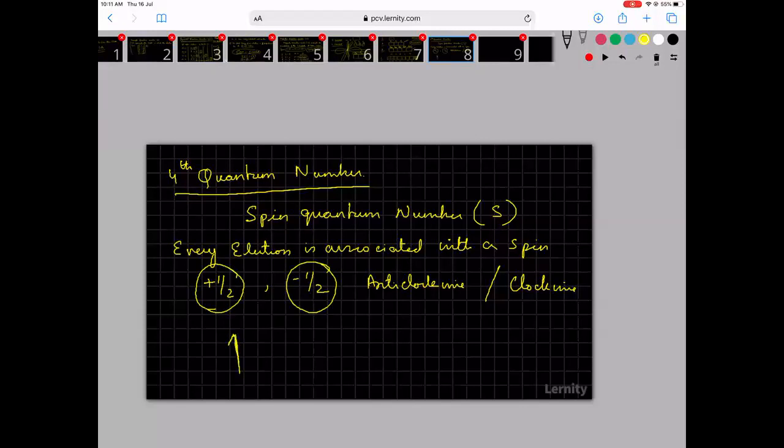Plus half is usually represented this way, minus half is usually represented this way. So this is the positive anti-clockwise spin, this is the clockwise spin. Yeah. So every electron is spinning about its axis. That spinning may be clockwise or anti-clockwise. If it is clockwise, it is represented this way. If it is anti-clockwise, it is represented this way.